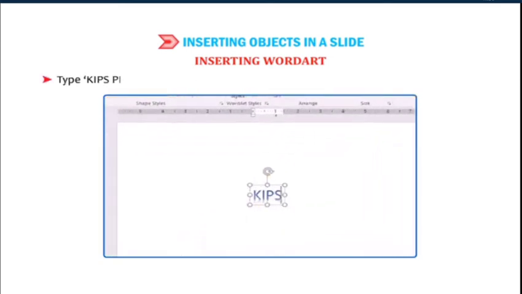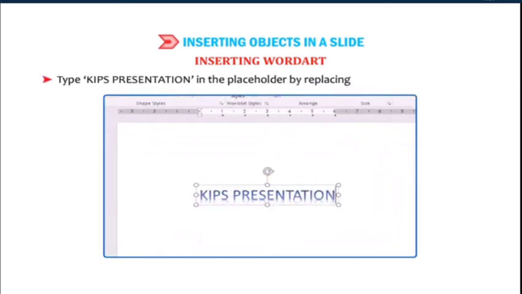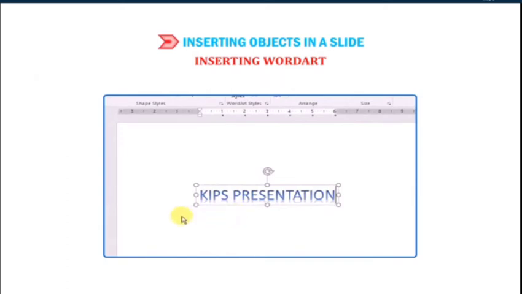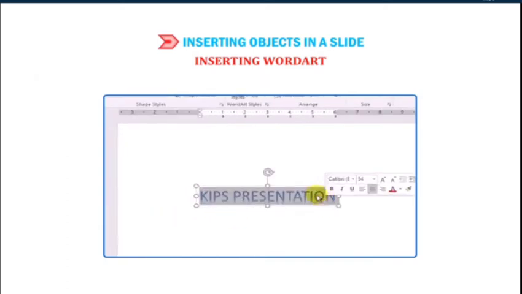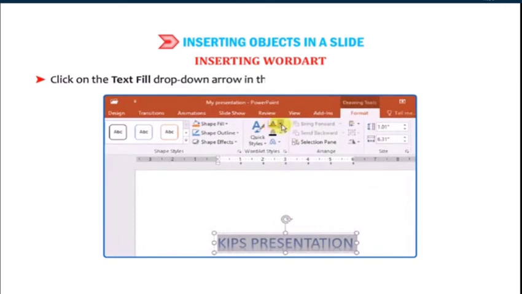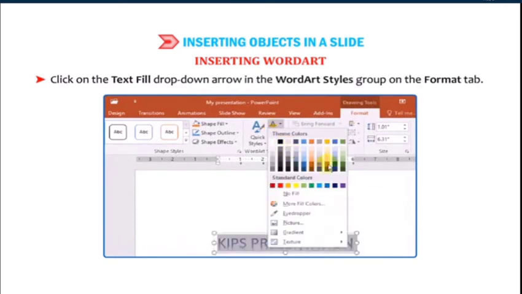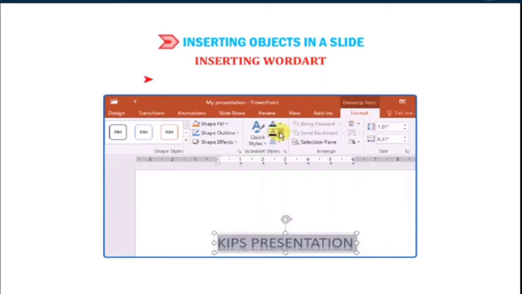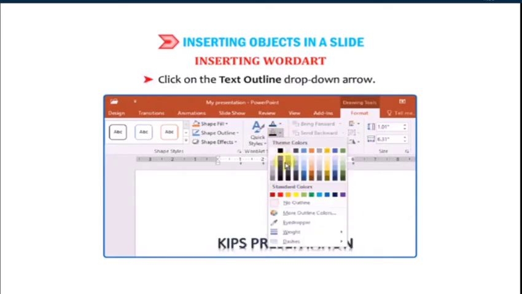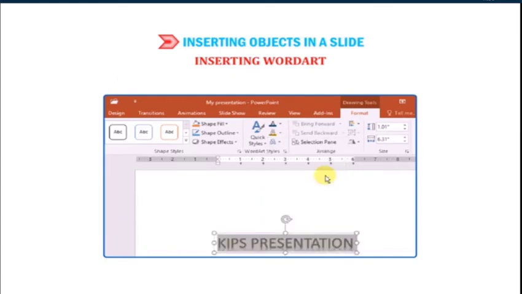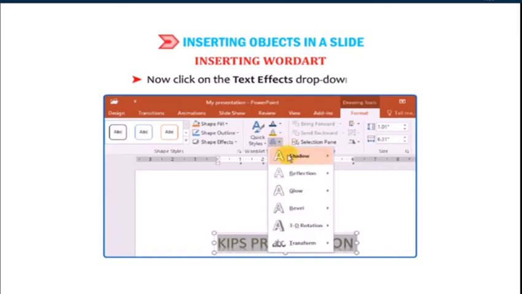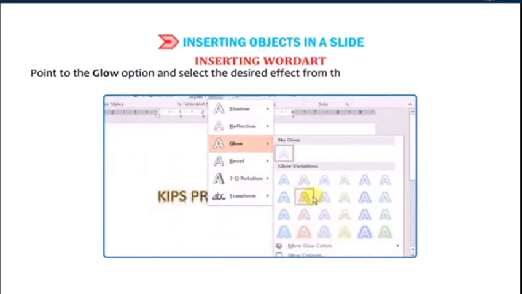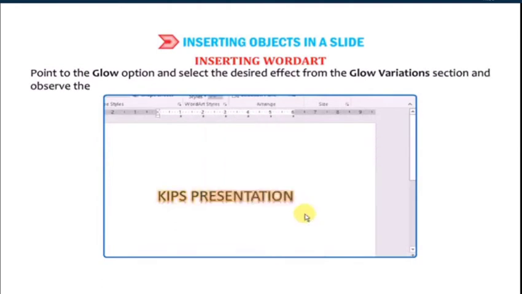Type Kip's presentation in the placeholder by replacing the text, your text here. Now select this text. Click on the text fill drop-down arrow in the Word Art Styles group on the Format tab. Select the desired color and observe the change. Click on the text outline drop-down arrow. Choose the desired outline color from the displayed list. Now click on the text effects drop-down arrow. Point to the glow option and select the desired effect from the glow variation section and observe the changes in the text.